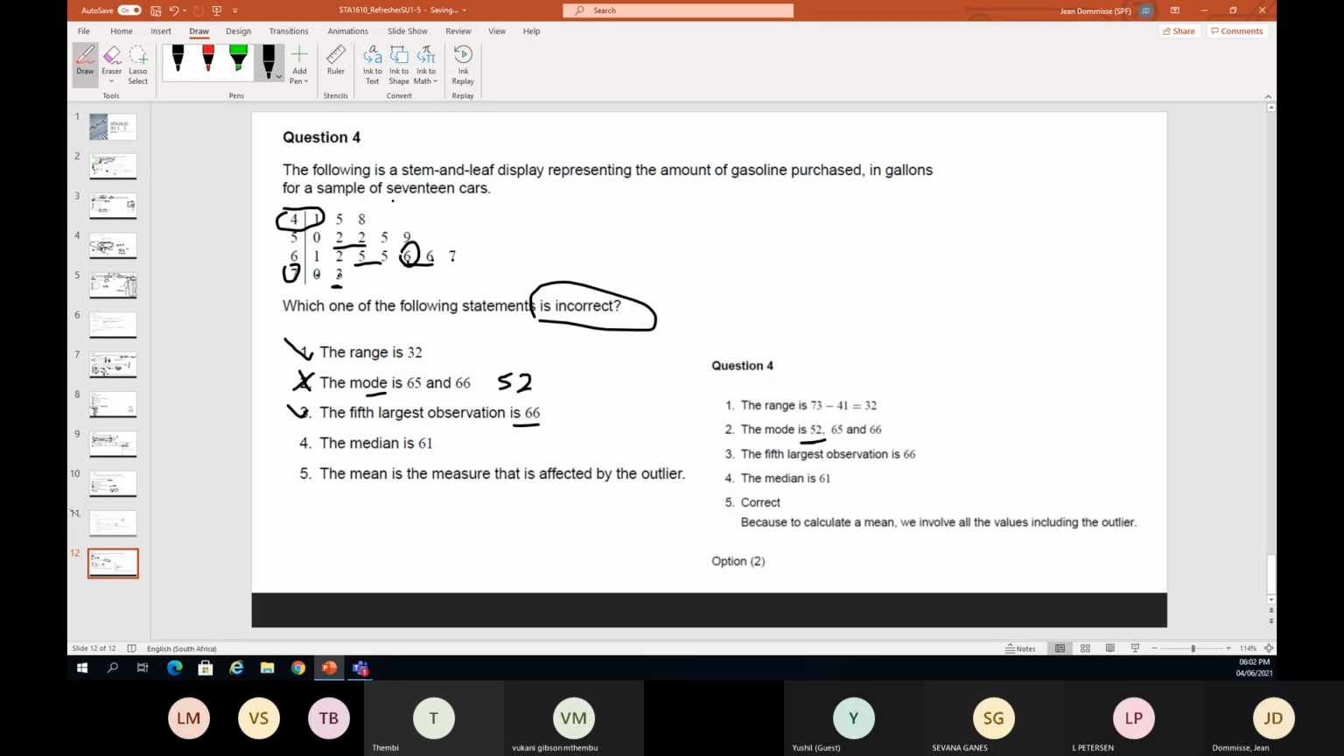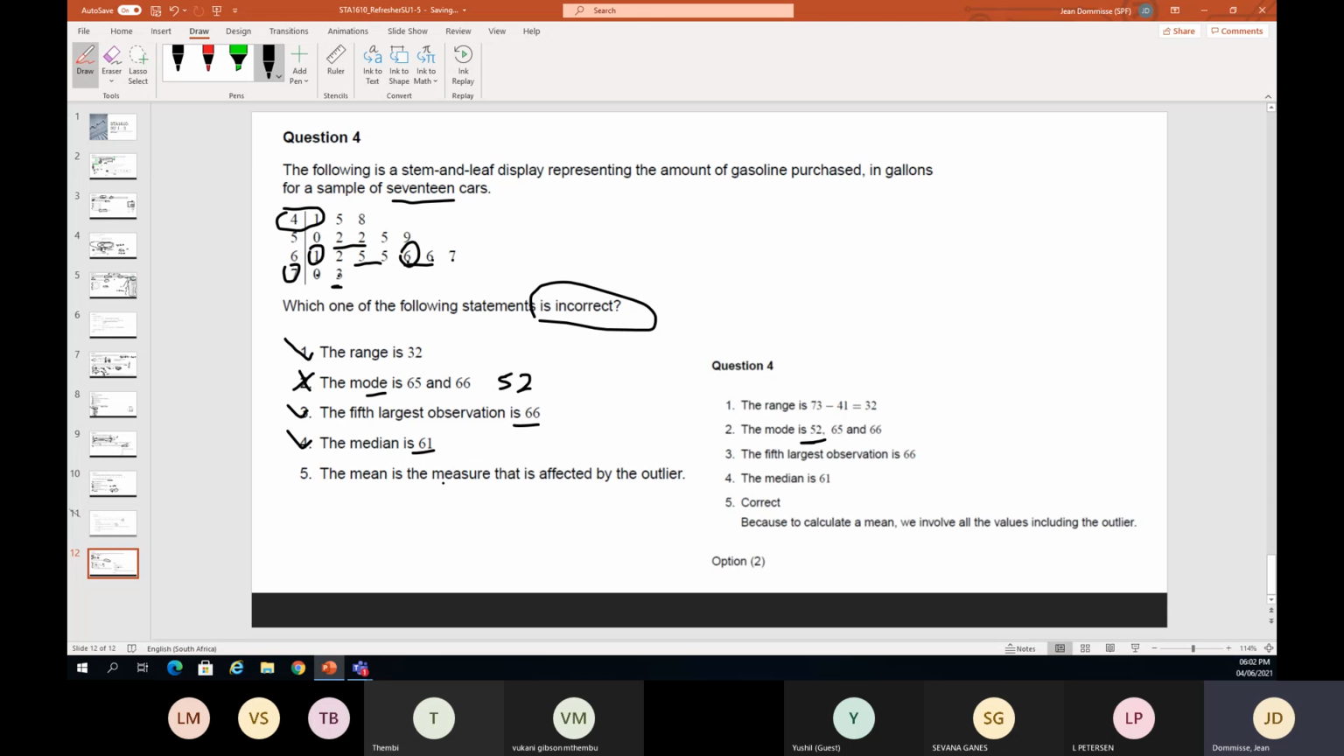Median is 17 cars, so the median is your 9th one, because there are 8 on the one side, 8 to the other side, and your 9th one. So 1, 2, 3, 4, 5, 6, 7, 8, 9. 61, so your median is 61.